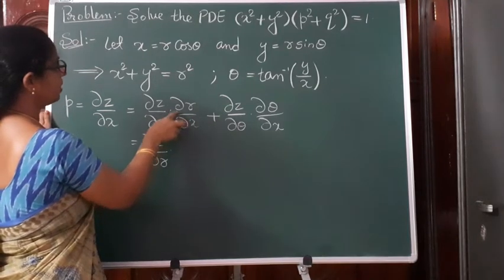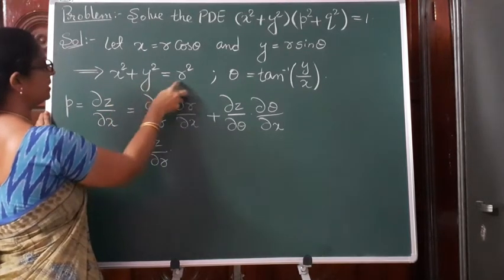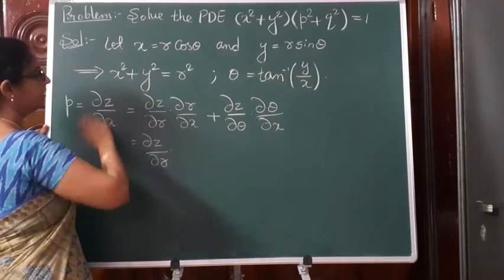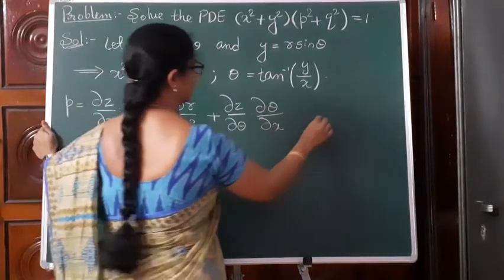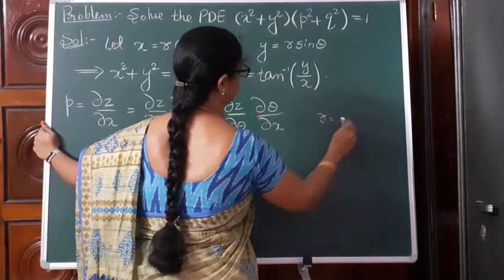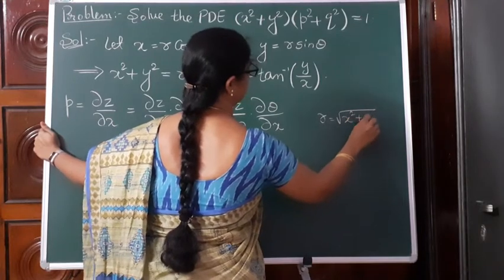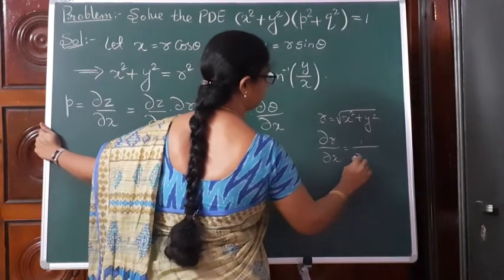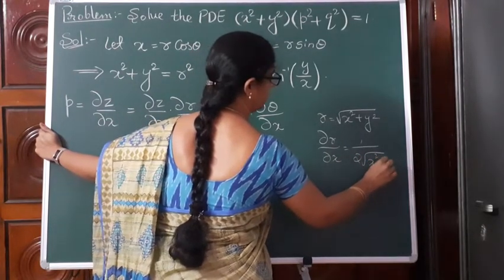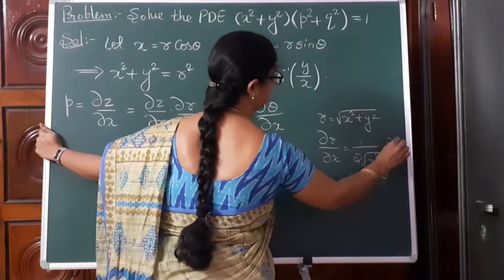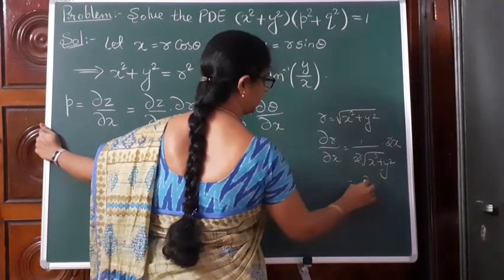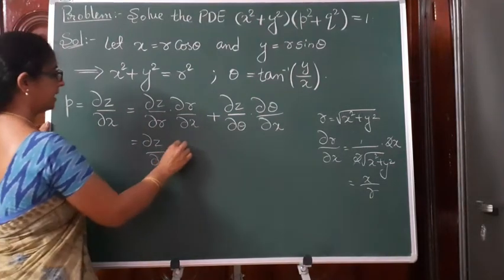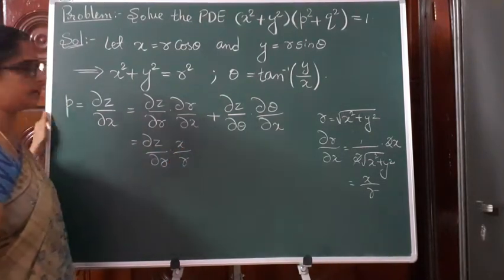What happens to dou r by dou x? From this we have r square is equal to x square plus y square. If we find dou r by dou x, what do we get here? R is equal to root over x square plus y square. So dou r by dou x means 1 by 2 root x square plus y square into the internal derivative, which is 2x. That 2 gets cancelled. X by root over x square plus y square is r. Therefore this is x by r. Dou z by dou r into x by r.